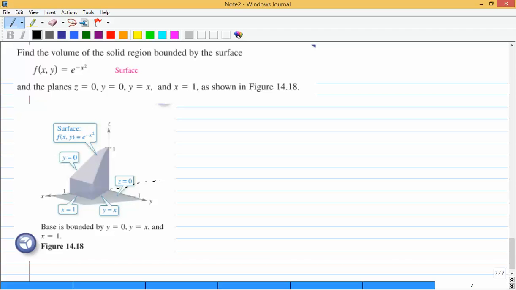Y equals x is this line here. So it would be this line, but then extended up forever and down. Well, I guess it can't go below the xy plane, so that's why it cuts this side off like that. And then x equals 1 is this line here, and so it cuts the figure off from coming out anymore. And so when you bound it by all of those different planes, then you get this figure here.